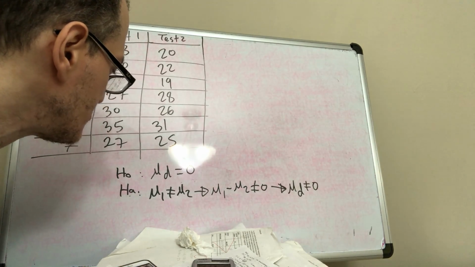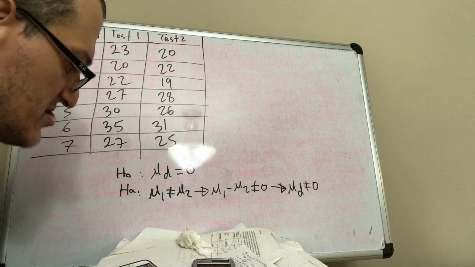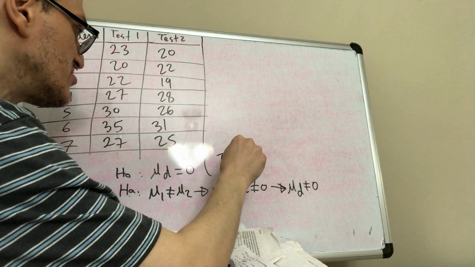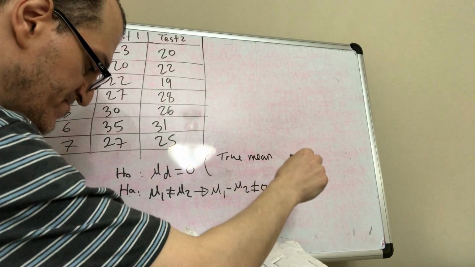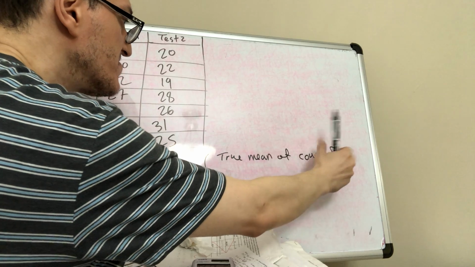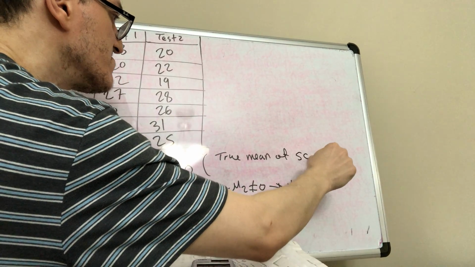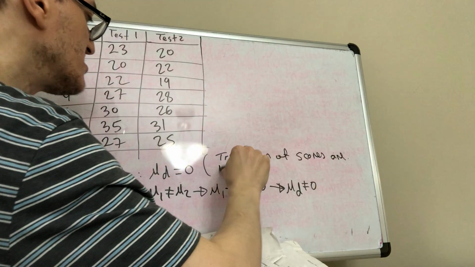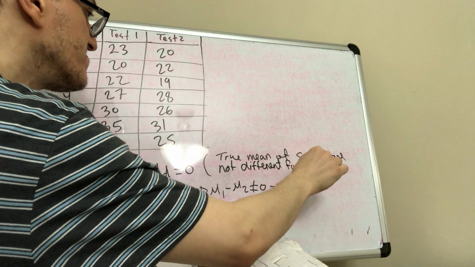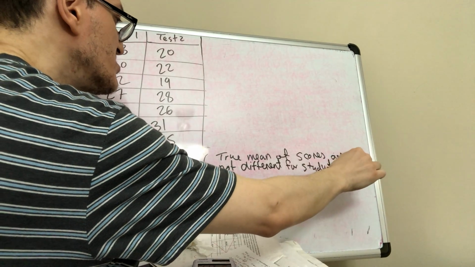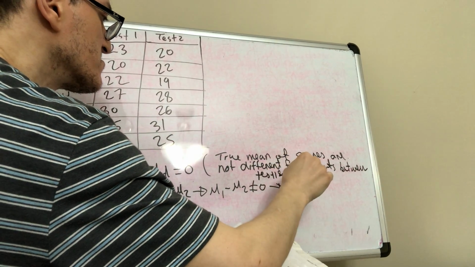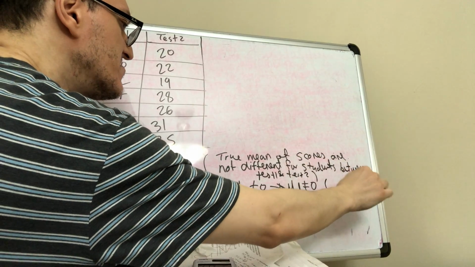Now, after we do this for mu d equals 0, not equals 0, we say what that is. Explain what this is in English. The true mean of scores are not different for students between test 1 and test 2. And say here they're different.